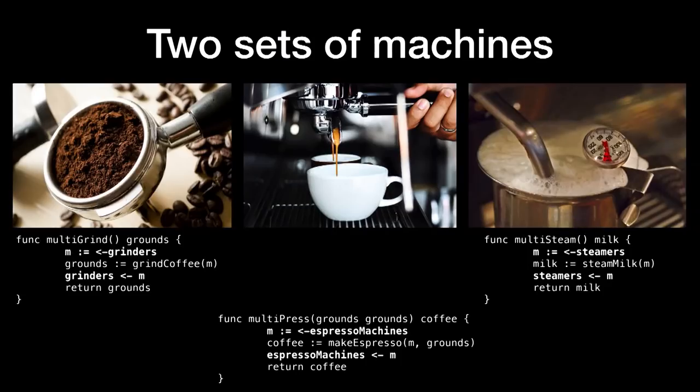So what happens if we double our machines? So we have two grinders, two espresso machines, and two steamers. Let's simulate this and find out. One way we can implement this scenario in Go is by creating a buffered channel of size 2 for each machine type and putting two machines on each channel. Now, instead of locking a mutex, the Go routine receives from the channel to gate access to one of the two machines. When it's done with the machine, the Go routine sends the machine back on the channel.